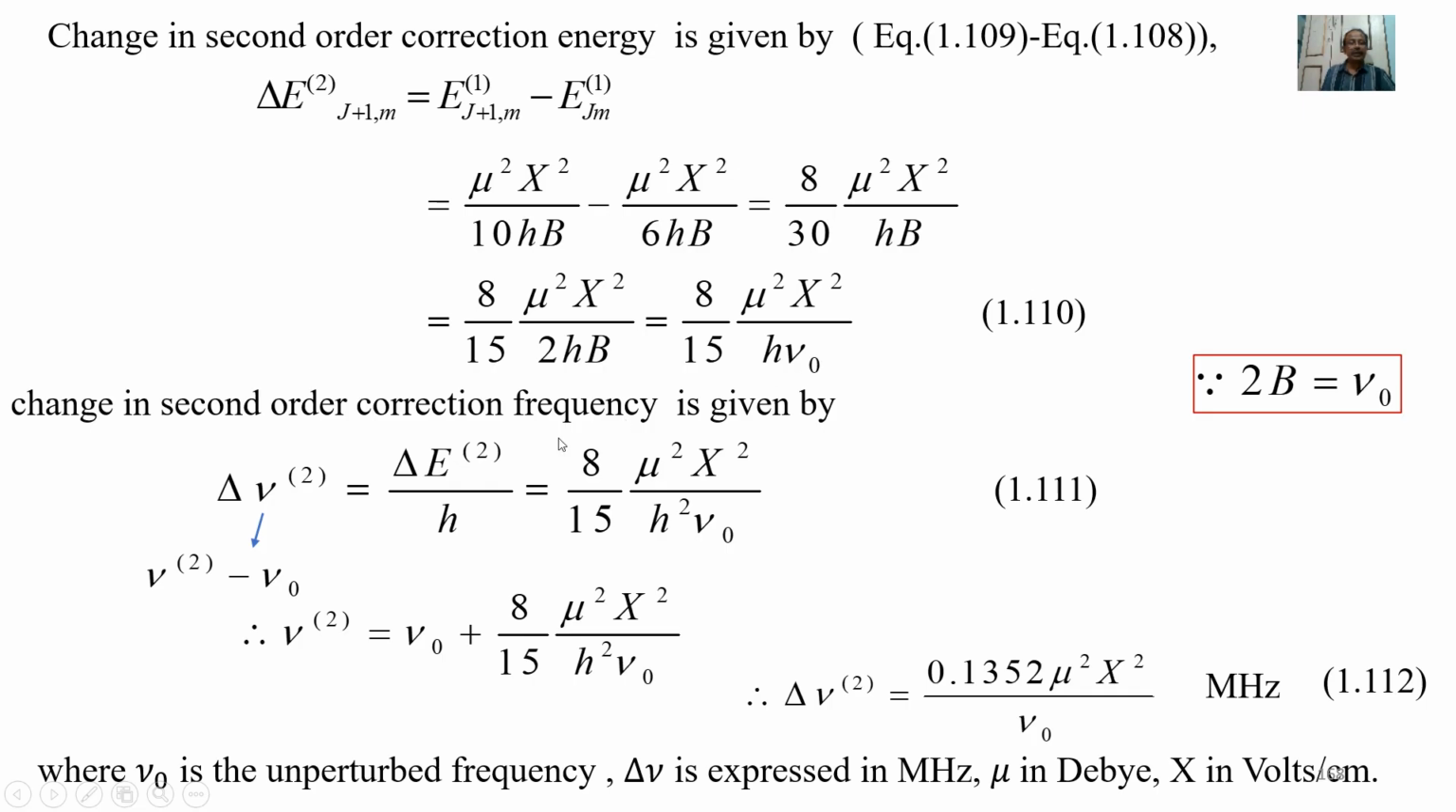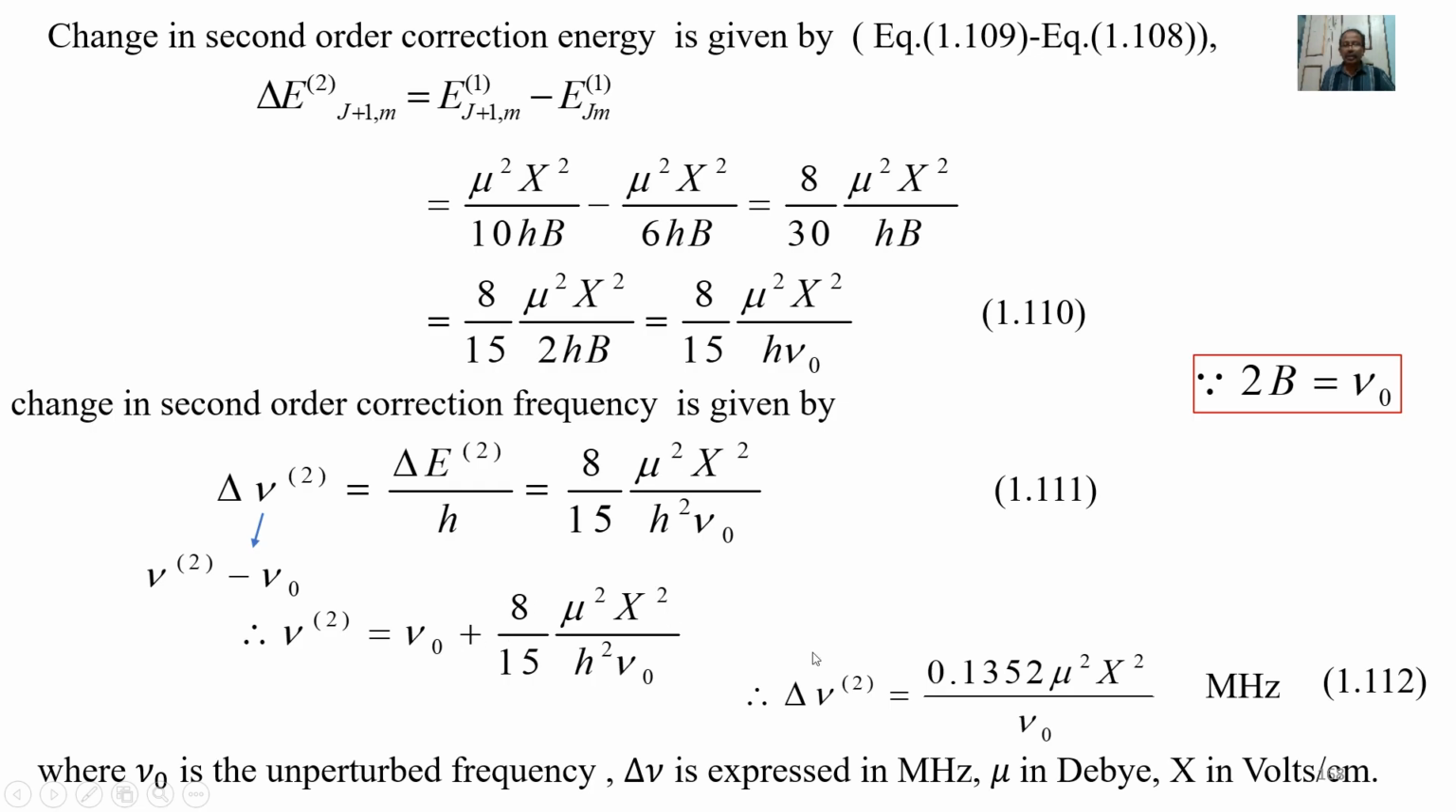Now the change in second order correction frequency is given by this expression divided by h, so our h will become h squared here. And of course we know that del nu second order is nothing but nu second order minus mu naught, where mu naught is the unperturbed frequency. So nu2 equals mu naught plus 8 divided by 15 mu squared x squared divided by h squared mu naught.